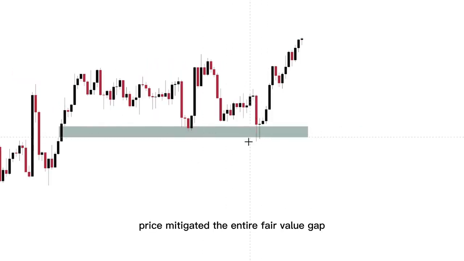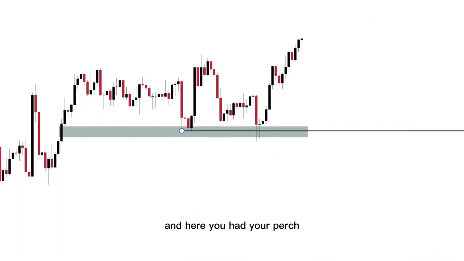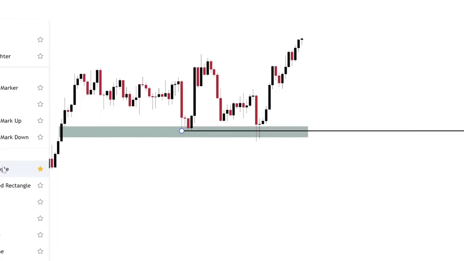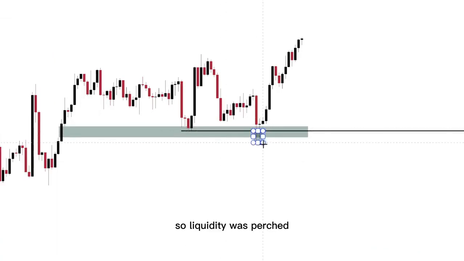As you can see here, price mitigated the entire fair value gap and continued to the upside. And here you had your purge. So liquidity was purged.